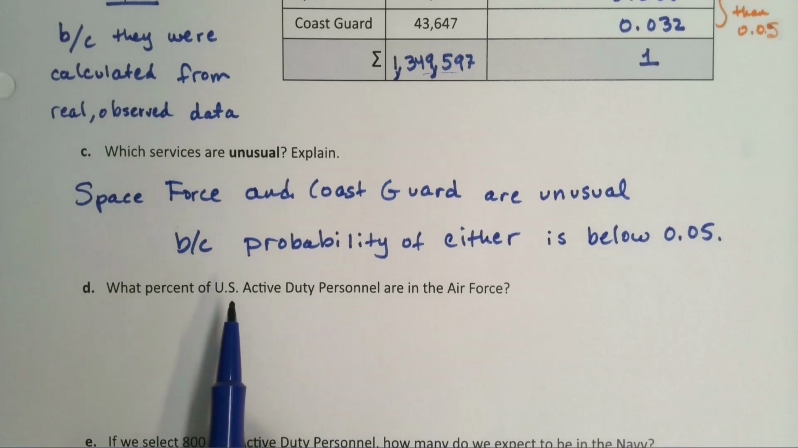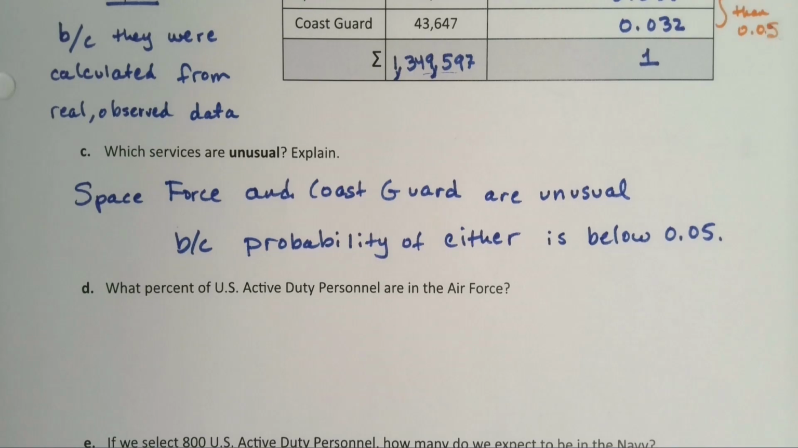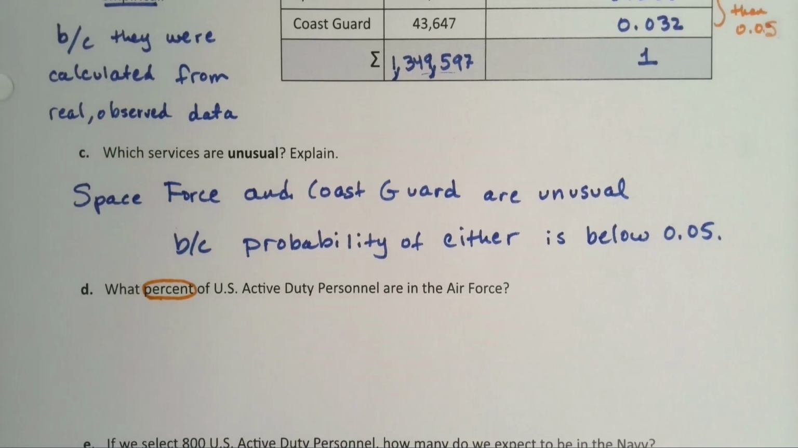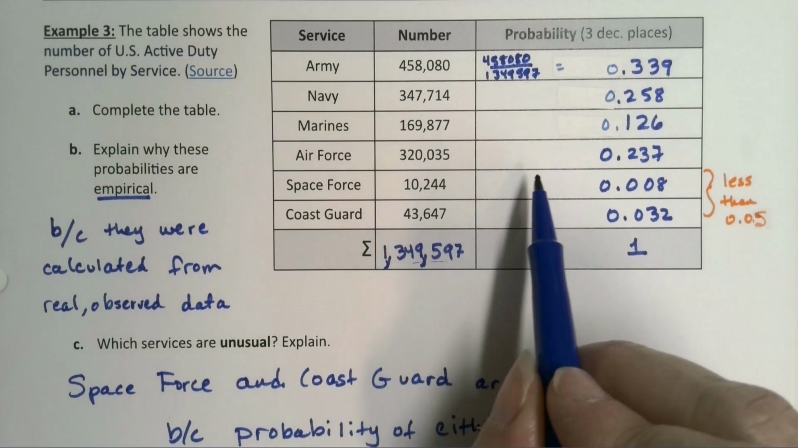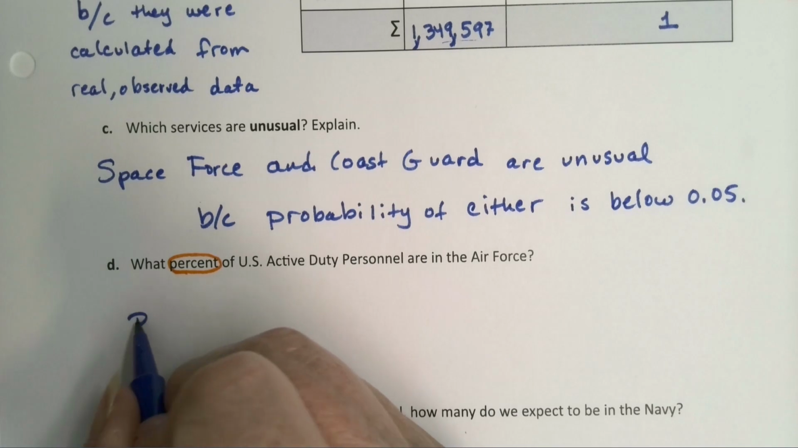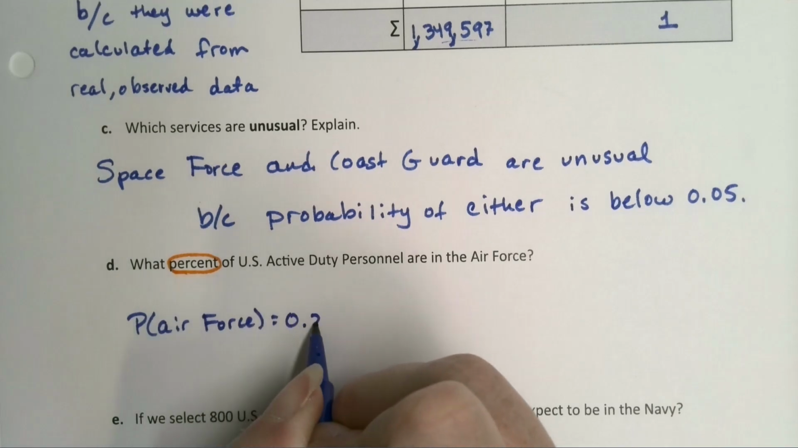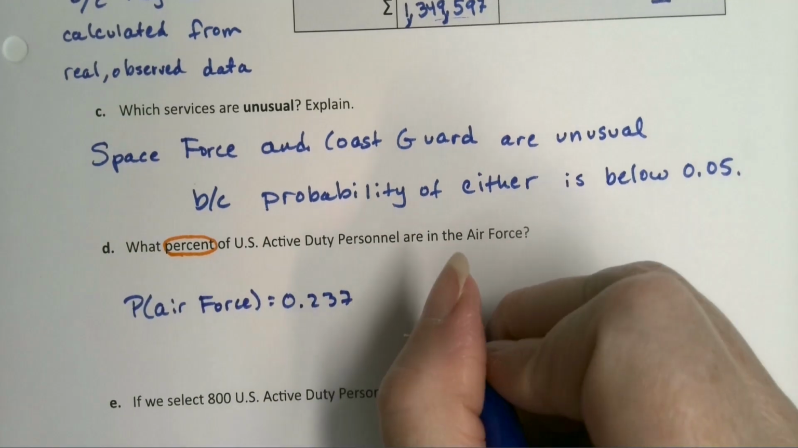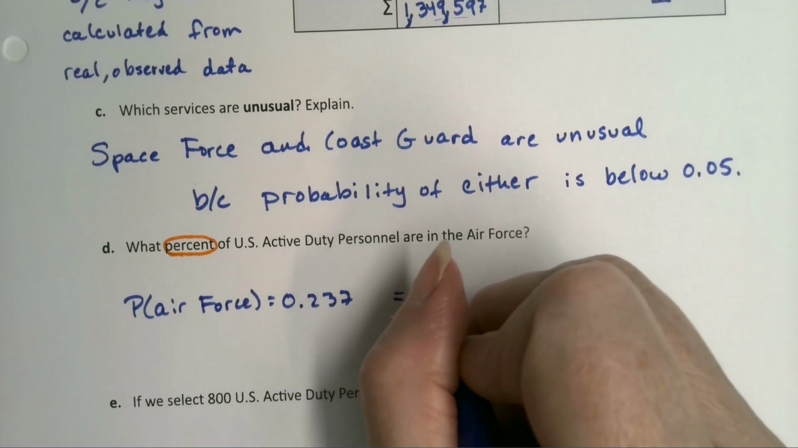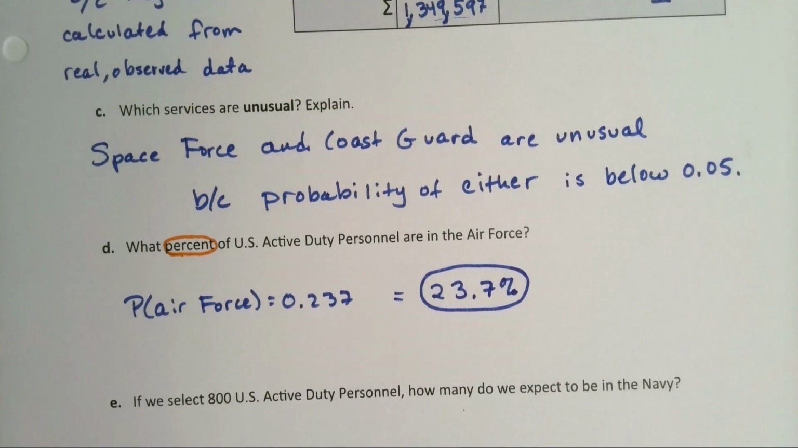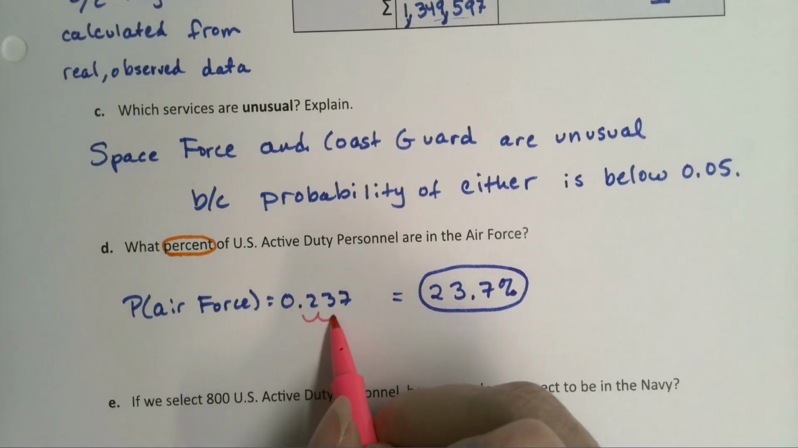All right, what percent of U.S. active duty personnel are in the Air Force? All right, so that's a different word, percent. Percent means we have to change it from a decimal to a percent. So if we look at the Air Force, it's right here. So the probability of Air Force is 0.237. So the percent would be 23.7%.